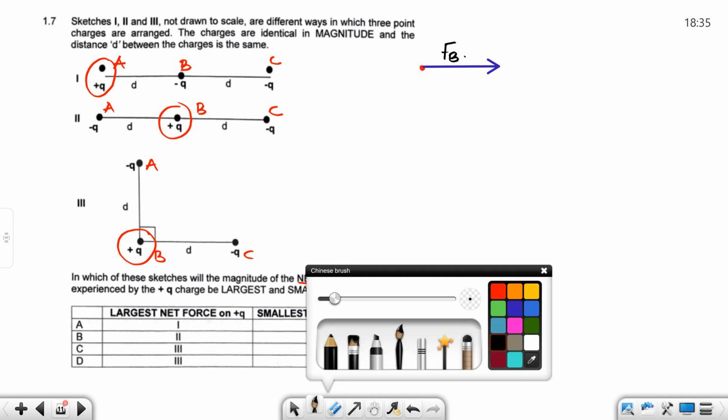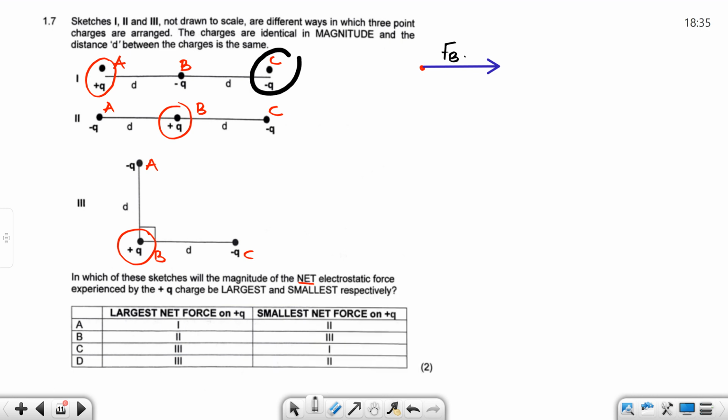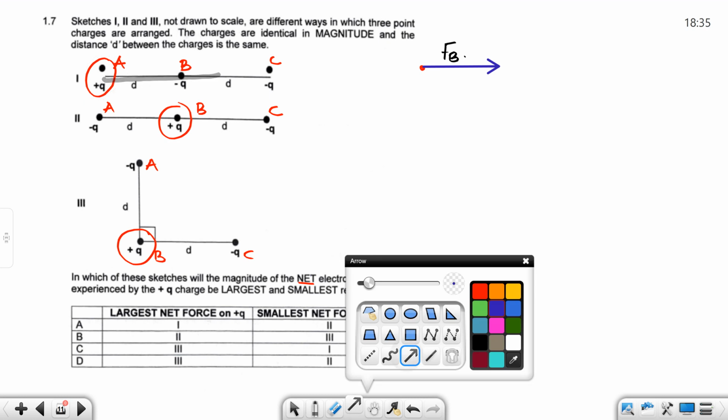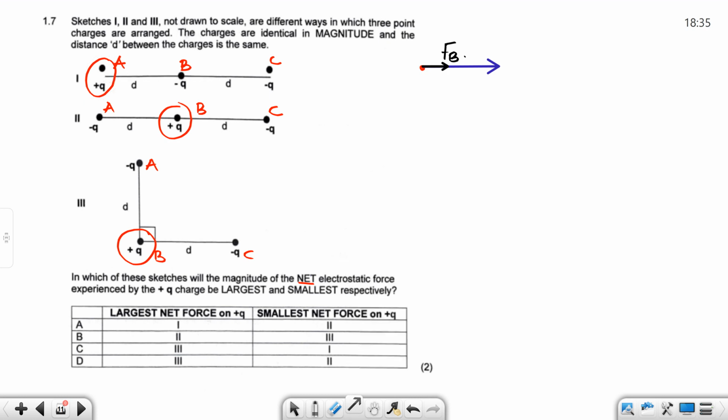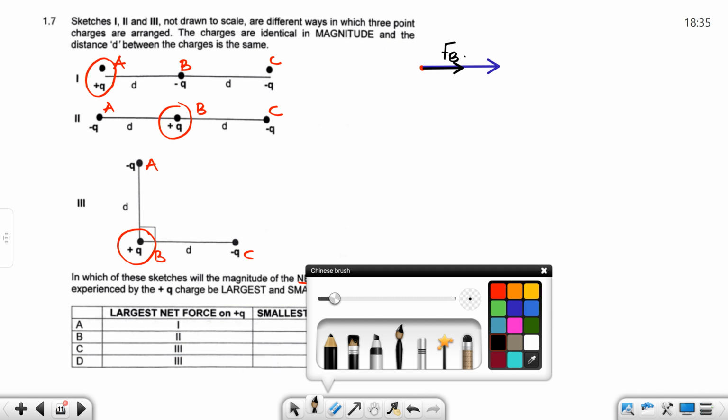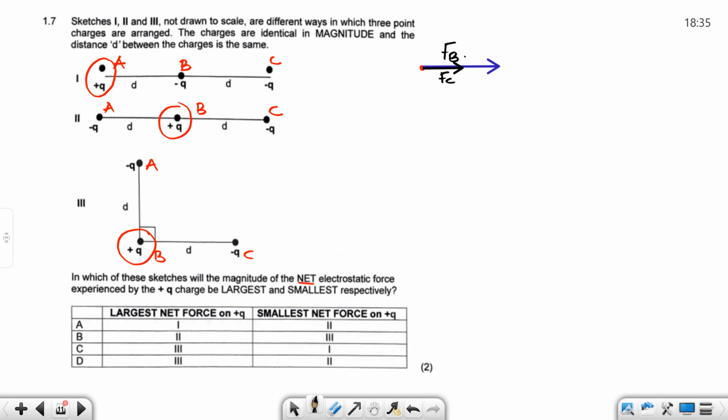What do you notice about C? It is negative, and this one is positive. What will happen again? This one will move towards C. But because of the distance, it will not be as strong as that of B. So let's call this F C. But my F net would be towards the right because both of them are going to the right. F B plus F C. That's number one.